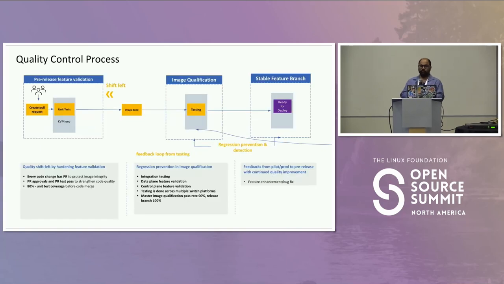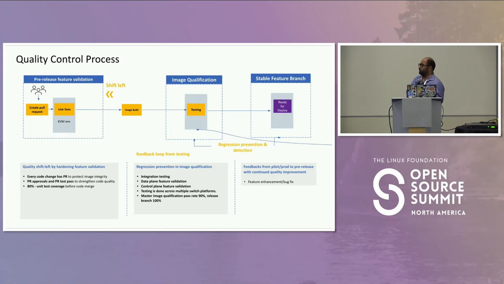This is one of the key slides, about what we do with respect to the process. Any pull request or change request that has been created goes through a series of unit tests in the environment before it's merged with the code, and that's very, very important. Every change has to go through a PR because we need to protect the image integrity, and we make sure all the unit tests pass before we merge the code. That's the first stage of this staged process.